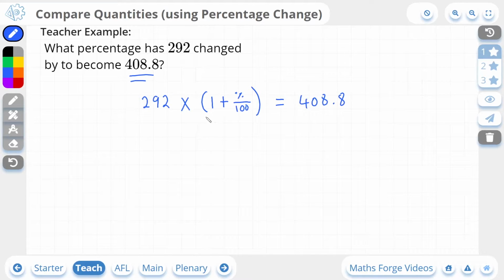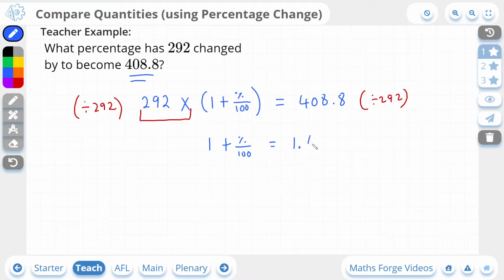Now, all we have to do here is simplify this equation and compare both sides. So let's see what this looks like. The first thing I'm going to do is divide both sides by 292, since this 1 plus percentage over 100 is being multiplied by 292. This now gives us 1 plus the percentage over 100, which is equal to 408.8 divided by 292, which is 1.4. Now, this 1.4 can actually be separated into 1 plus 0.4. And then we can begin comparing both sides.